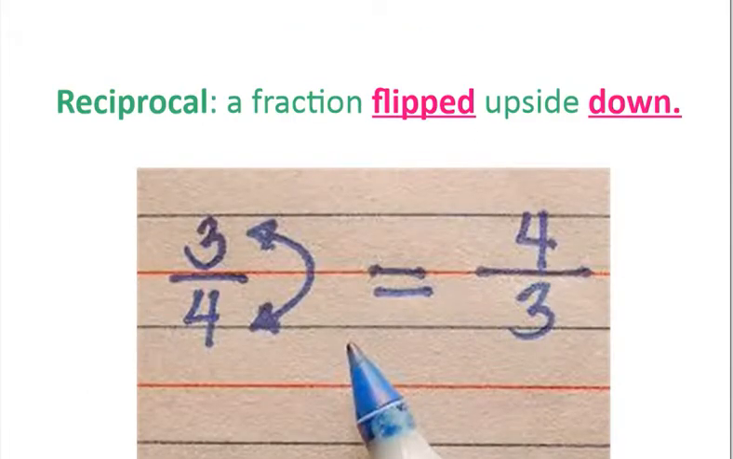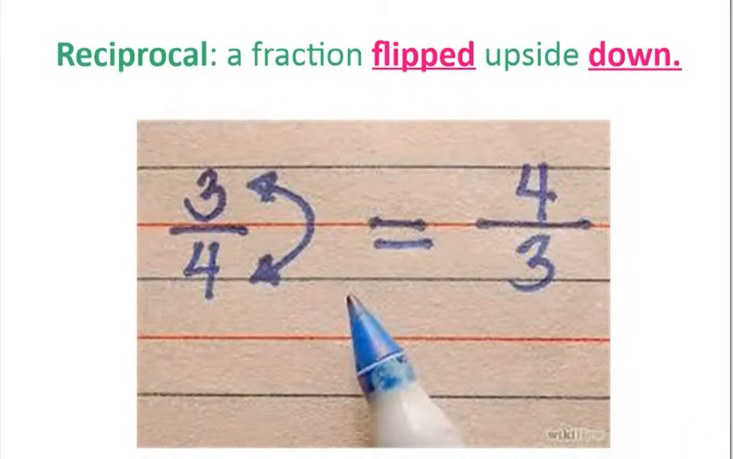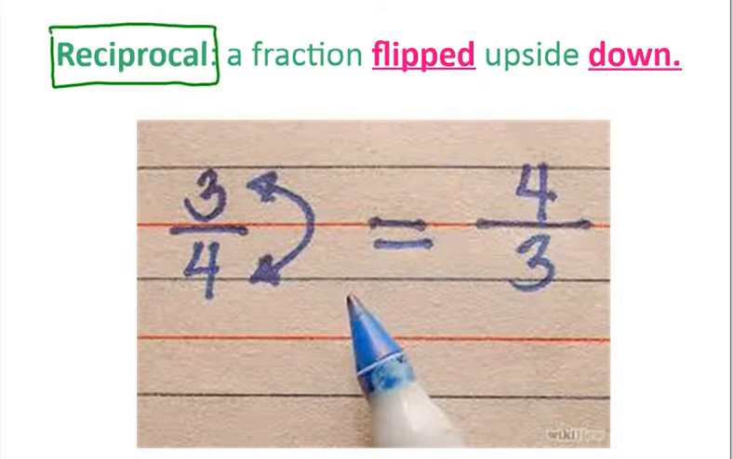All right, so first off, when we're dealing with dividing fractions, there's something called a reciprocal. A reciprocal is a very fancy word, but you do need to know what it means. A reciprocal is a fraction that is flipped upside down. So here we have 3 over 4, and the reciprocal of 3 over 4 is simply 4 over 3. And that's all it is: a fraction that's flipped upside down.